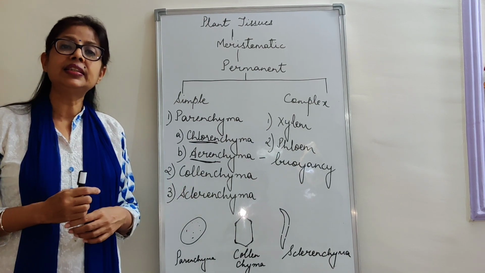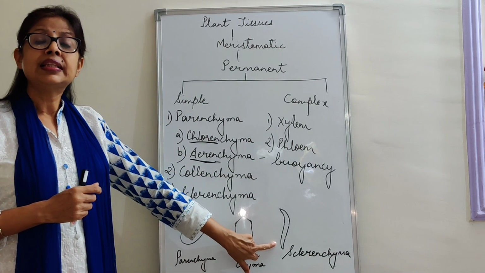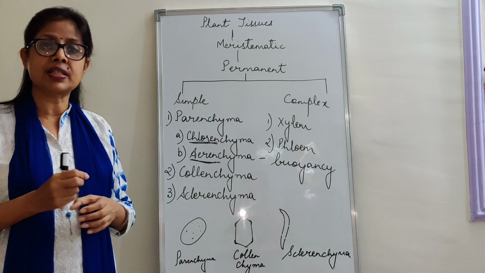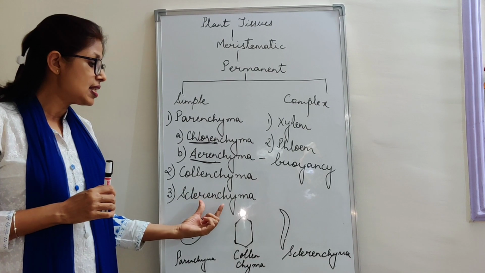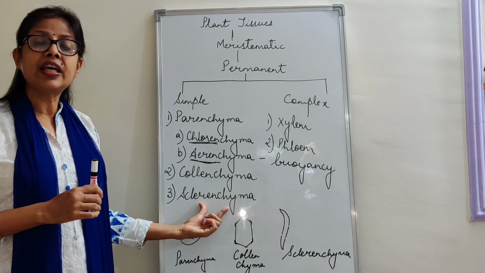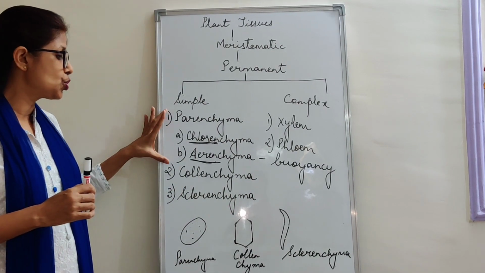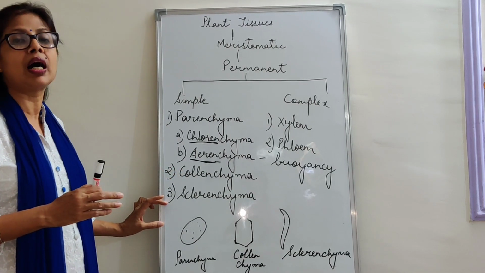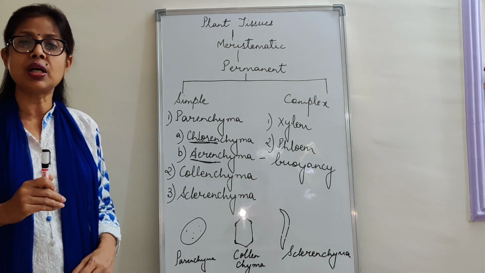The third one is sclerenchymatous tissue. You can see I have drawn it here. These tissues have cells which are thickened on the whole side. That means the whole cell is thickened, because these are dead tissues and they give mechanical support to the plant. These two tissues, parenchyma and collenchyma, are living, and sclerenchyma are dead tissues giving mechanical support to the plant.